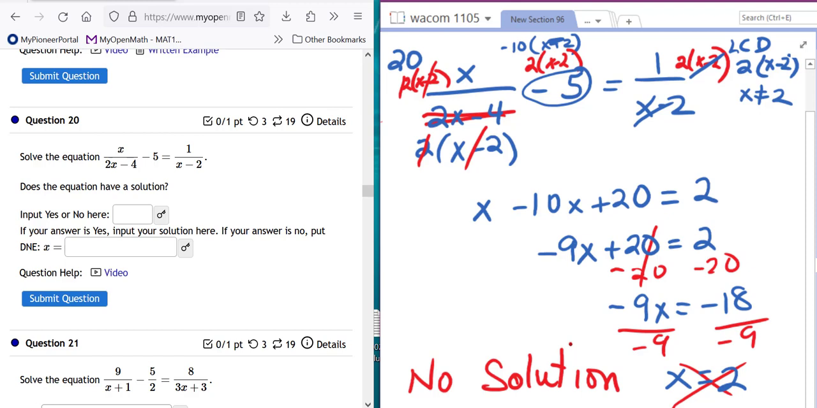All right, does the equation have a solution? And my answer here is no, and so this would just be D and E.